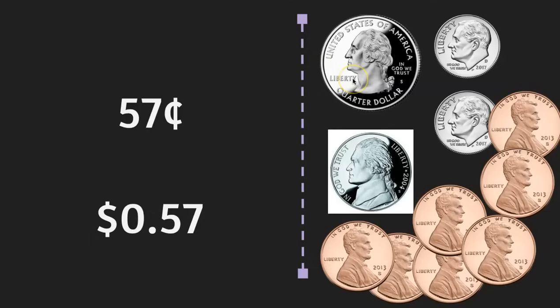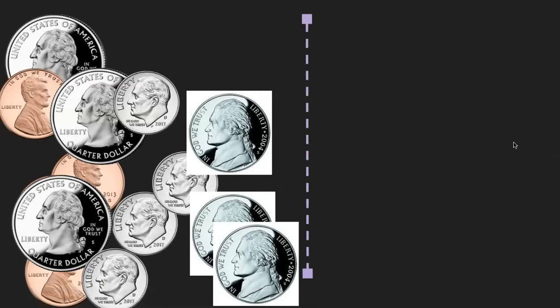So we have 25, because that quarter's worth 25 cents. Then we're going to count the dimes worth 10 cents. So 25, 35, 45, and go up five more. So 50, because the nickel's worth five. And then we're going to count by ones, because pennies are worth one. So 51, 52, 53, 54, 55, 56, 57. Good work, 57 cents.